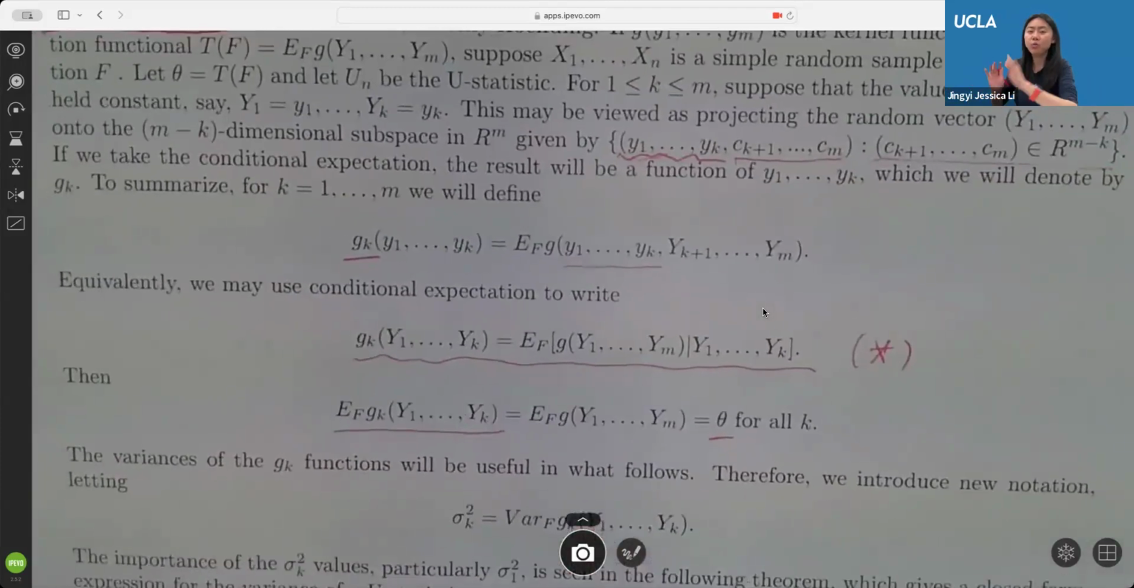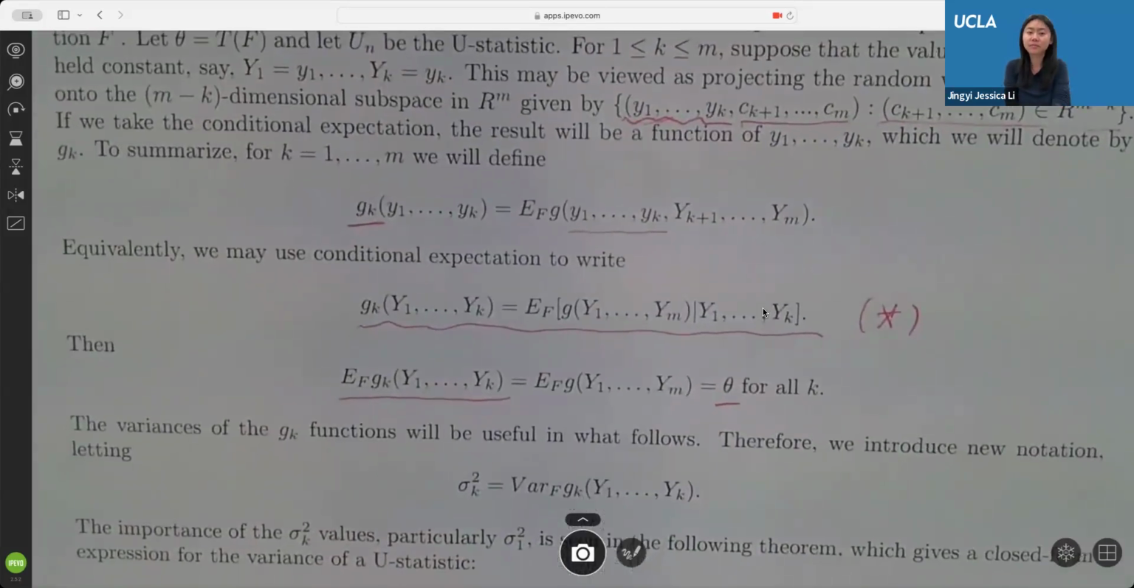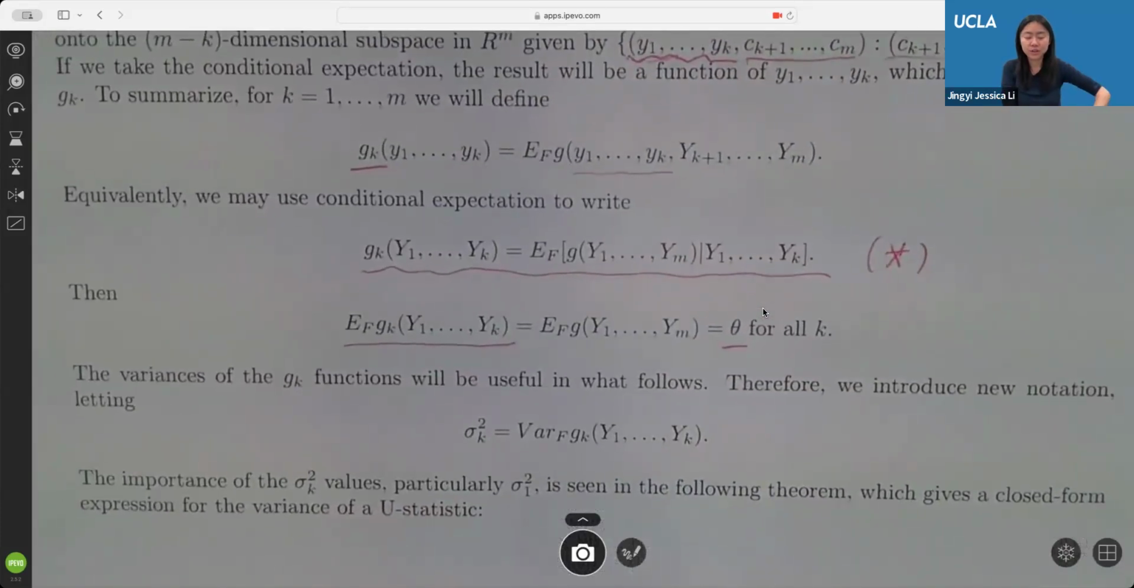Okay, and why do we want to do this? You may think, why do I bother to go through such a two-step expectation to get back to the theta? The reason is that we want to use this projection to create some independent cases so we can work with. That's the only reason we want to do that. Okay, and we'll see that very soon. And this is very interesting, I will say intellectually very interesting.